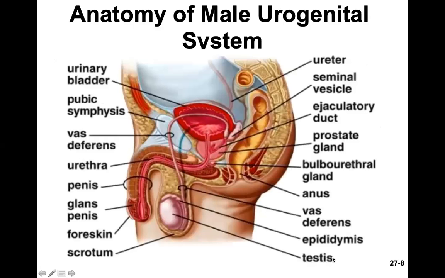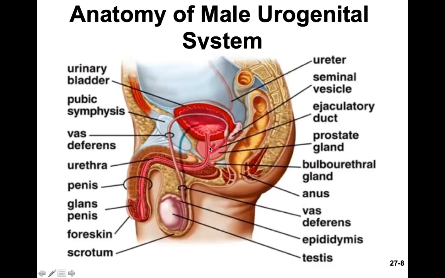So here is the anatomy of the male urogenital system. And yes, you will need to know all of these. Your urinary bladder sits in the pelvis. This is your pubic symphysis. Remember that the pubic symphysis is part of the pelvic girdle, so it will protect the bladder from the anterior portion. Just deep or inferior to that, you have your prostate.